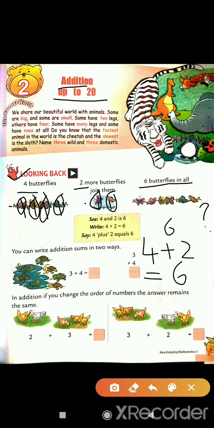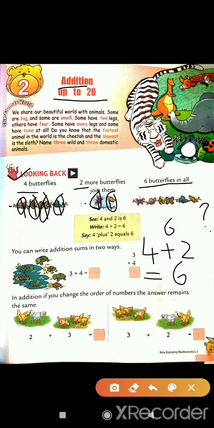Second, 4 plus 2 is equal to dash. So count these dots together. Let us count 1, 2, 3, 4, 5, 6. What is the answer? 6. So 4 plus 2 makes 6.